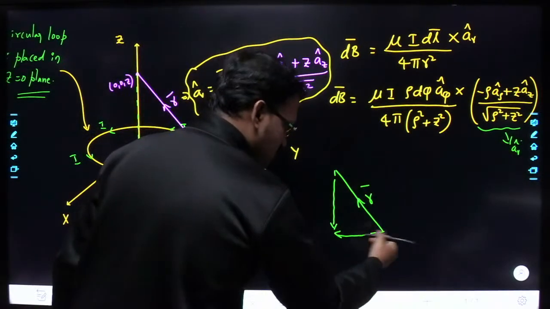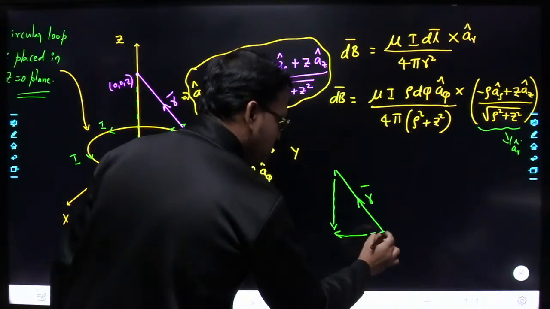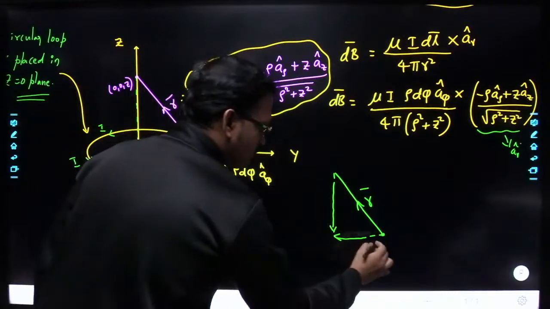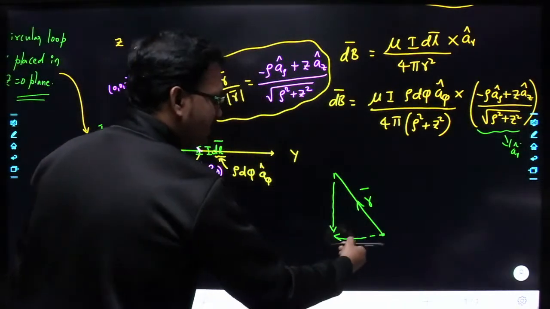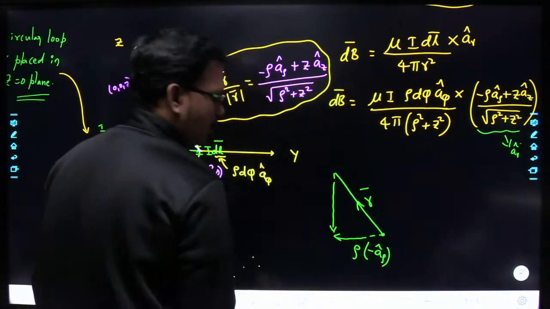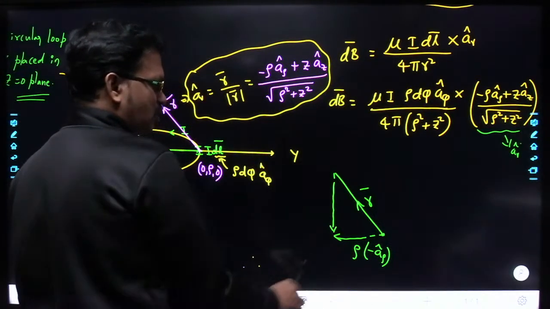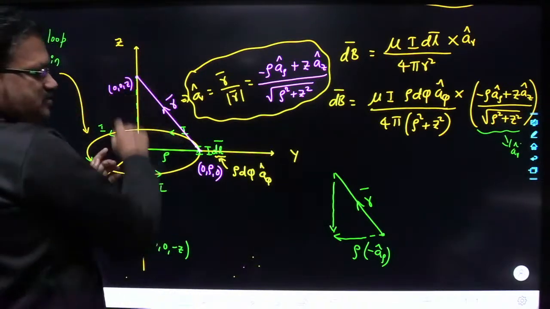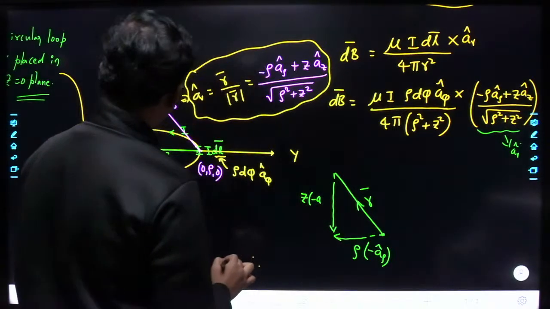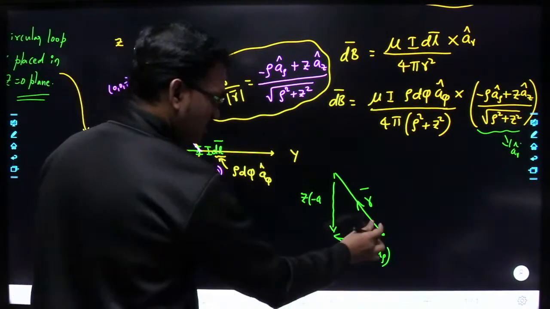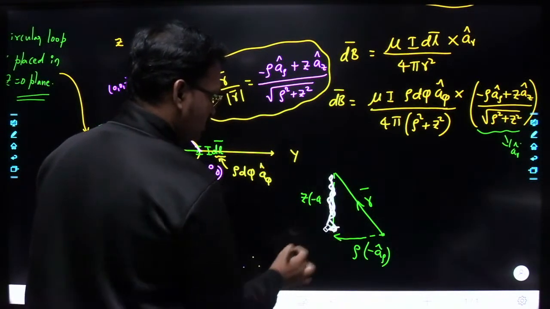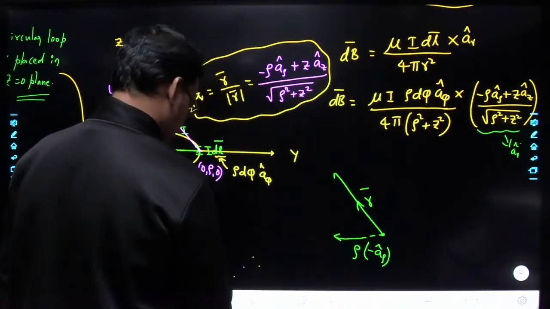Understood? So this is nothing but the distance from here to here, which is nothing but rho, and it is pointing radially inward, so I can write it as rho into minus a_r cap. And this vector is pointing in the downward direction, and the distance from here to here is z. Here z is not pointing downward, z has to point in the upward direction, right?